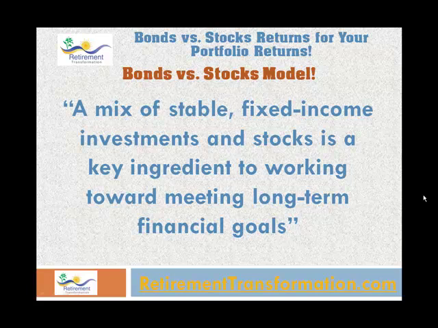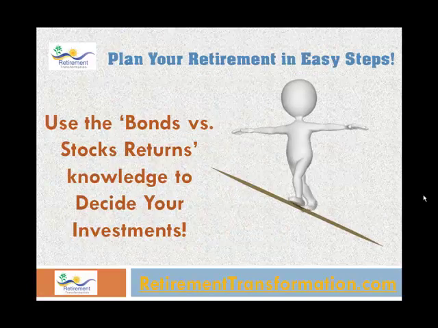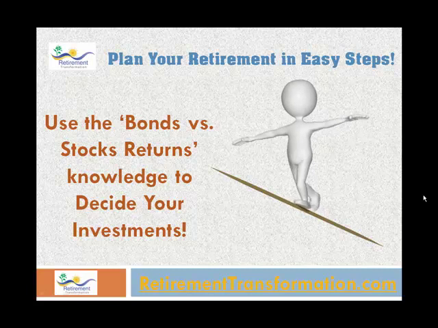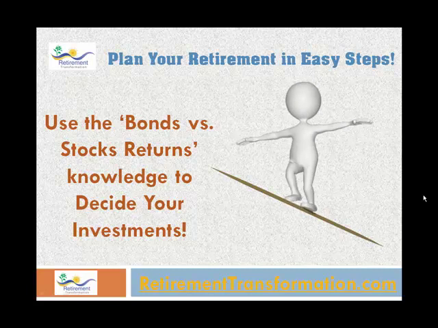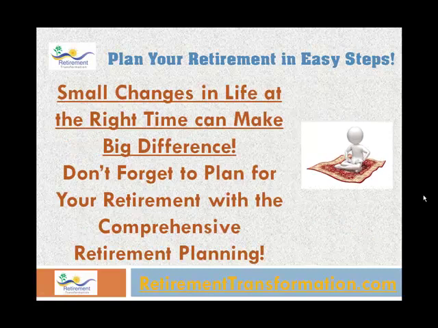So remember, I always say this, and I have even done a video on this, the bonds versus stocks model. I said over there, a mix of stable fixed income investments and stocks is a key ingredient to working toward meeting long-term financial goals. And I also gave you the asset allocation portfolio models in another video. These are the four models I shared over there, and I said why you need to balance it out. At the end, balancing is the key. Whatever you do, everything is all about balancing. So make sure you balance your portfolio, make sure you balance bonds versus stocks, make sure you don't over diversify, you balance the diversification. And remember, small changes in life at the right time can make a big difference.